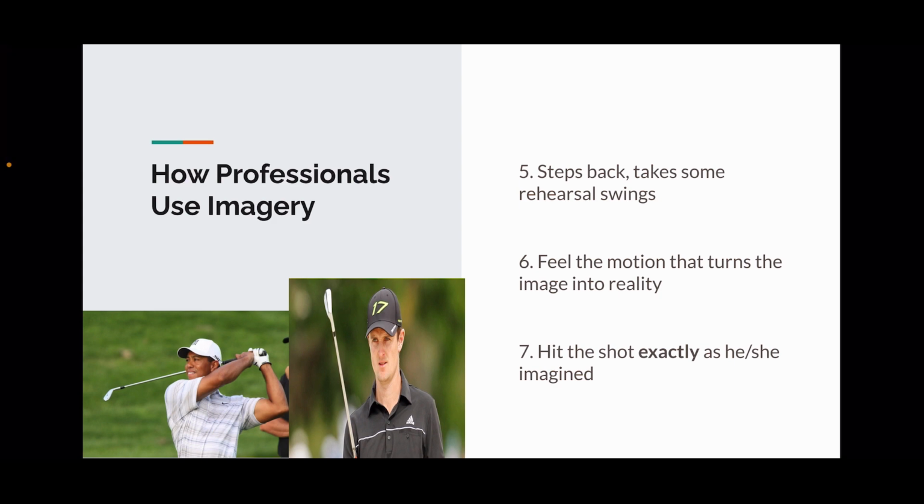I've seen some professionals stand behind it and close their eyes and try to feel what it would be like, actually see themselves hitting the shot with their eyes closed. Lastly, once you've visualized everything, you hit the shot exactly as he or she saw it. If you wanted it to start right and curve to the left, you hit a draw. And that would be a good example of executing what you visualized.